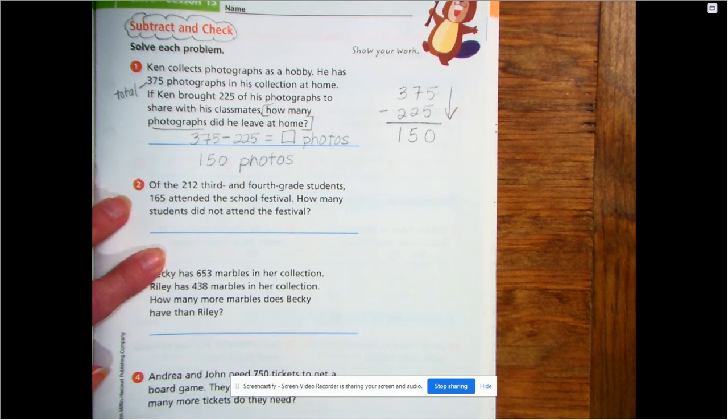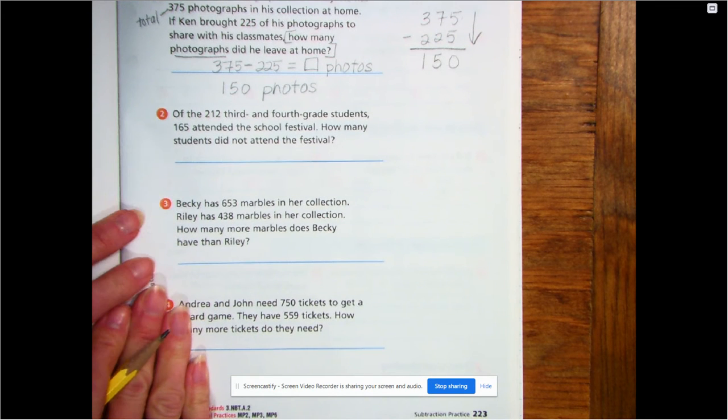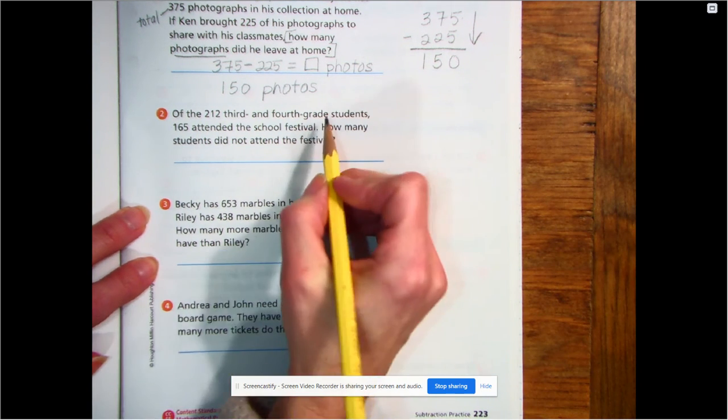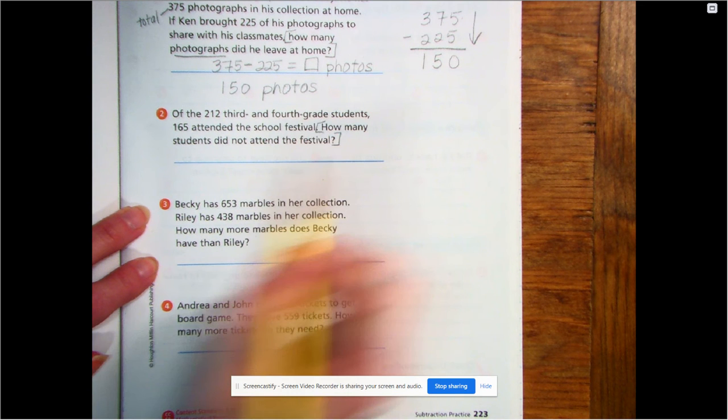Okay, I'm going to read the next one, and you're going to try it on your own. You can pause the video. Of the 212 third and fourth grade students, 165 attended the school festival. How many students did not attend the school festival?